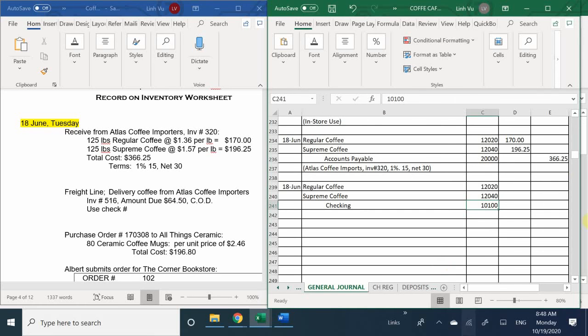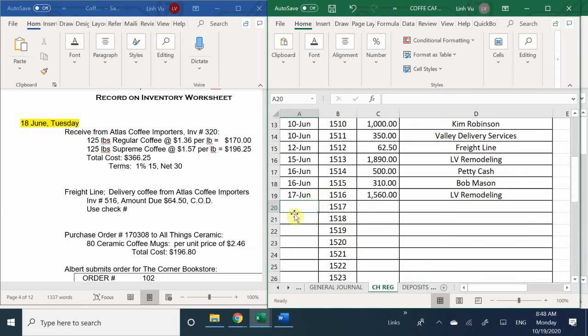Okay. The freight for regular coffee is $32.25. Supreme coffee is the same, and the check is going to be for $64.50. Good. And then we need to go to our check register.